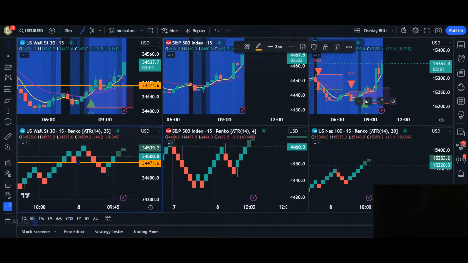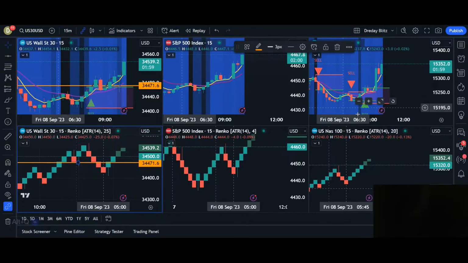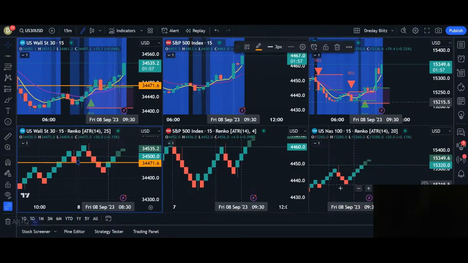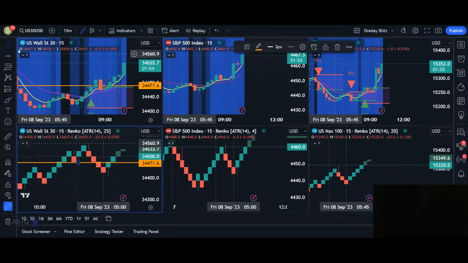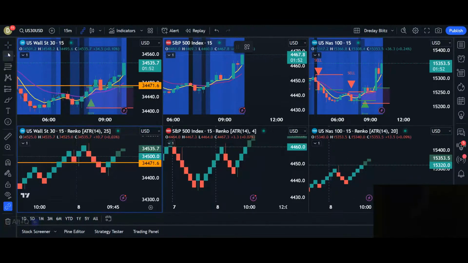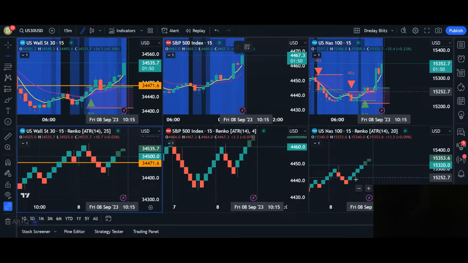Same thing for Nasdaq. Same correlation. So I would have put my horizontal line. Let's plot it here.